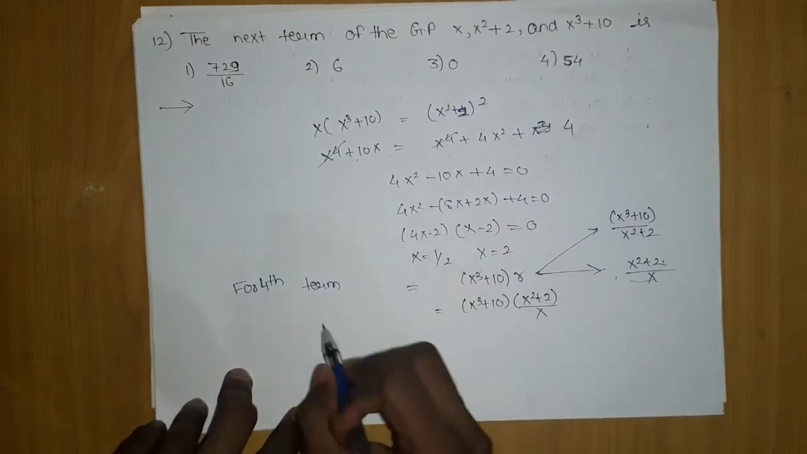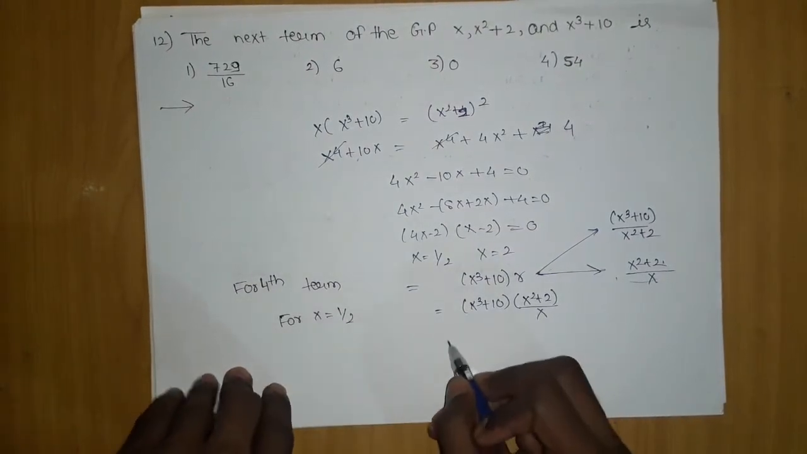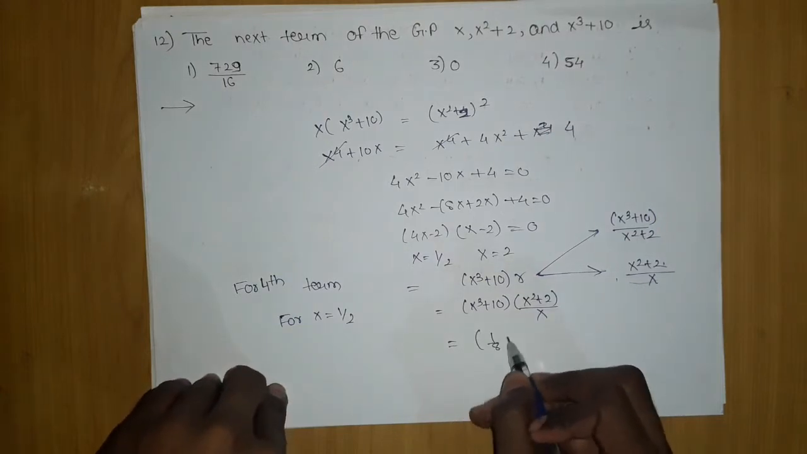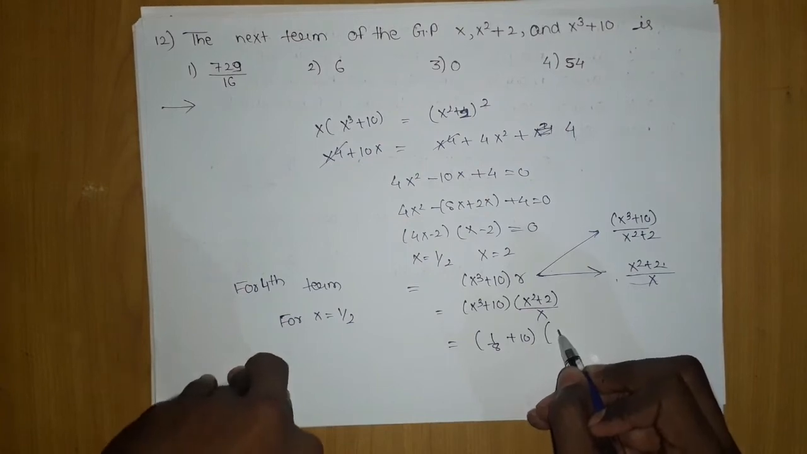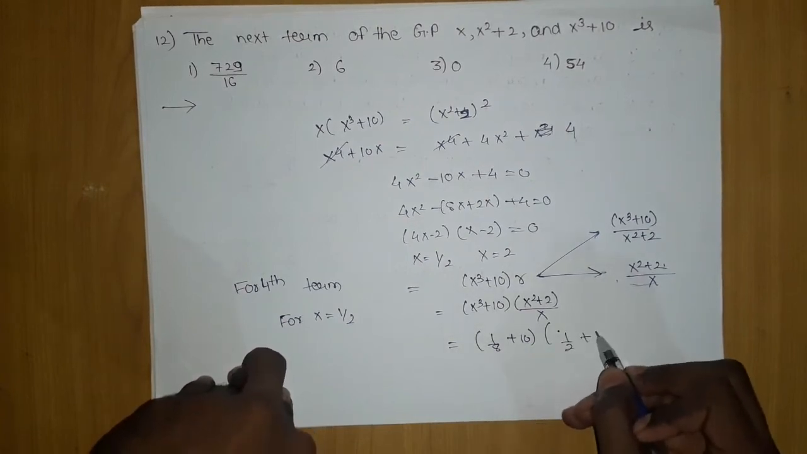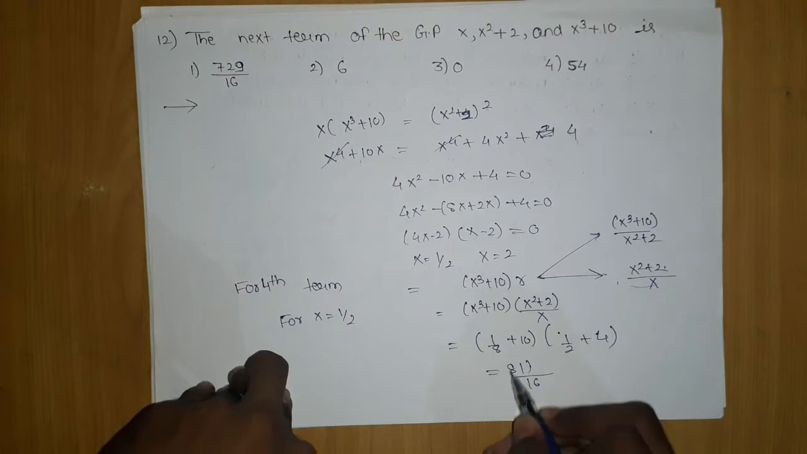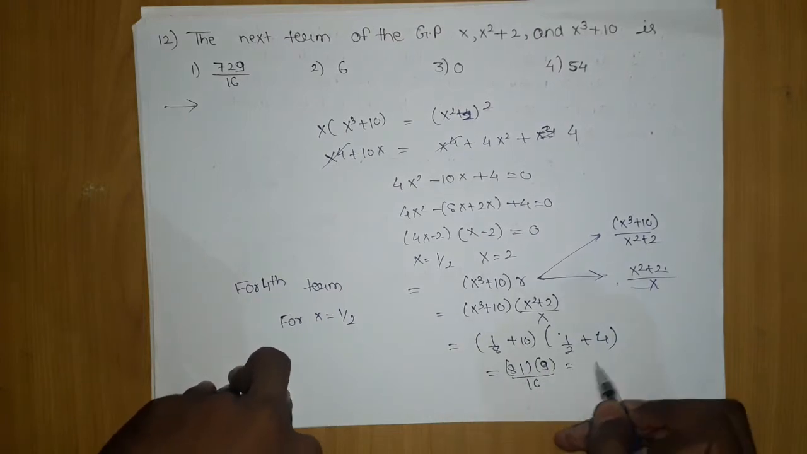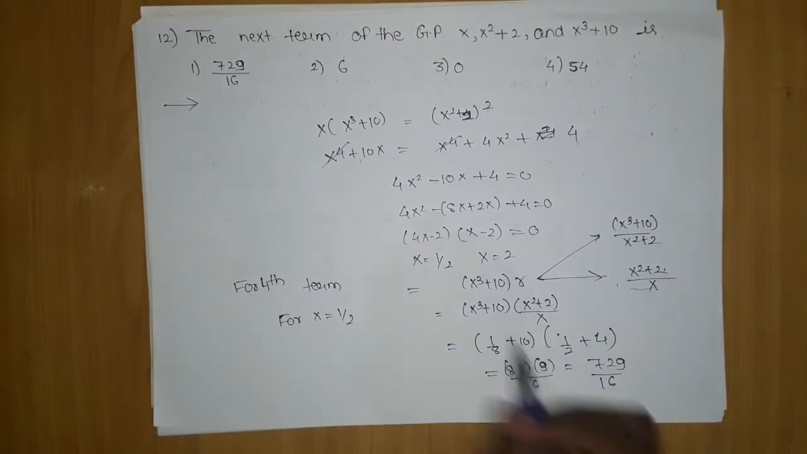Now let's put the value x equals 1 by 2. If we put 1 by 2, what are we getting? 1 by 8 plus 10, and here x will cancel out this x, giving me 1 by 2 plus 2, which is 4, giving me finally 81 by 16 into 9, which will finally lead to 729 by 16. So the first is the answer.